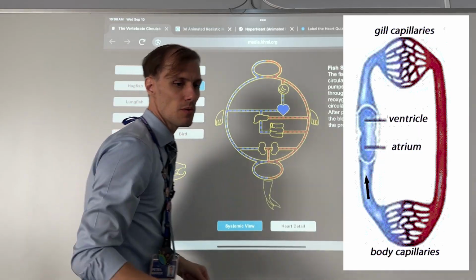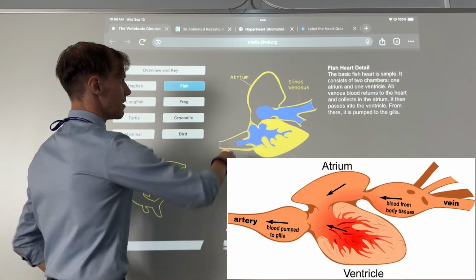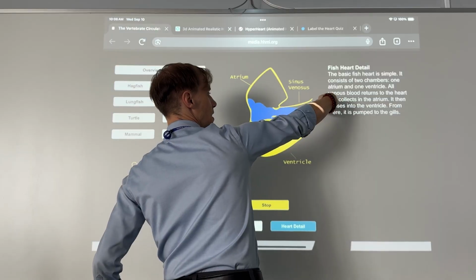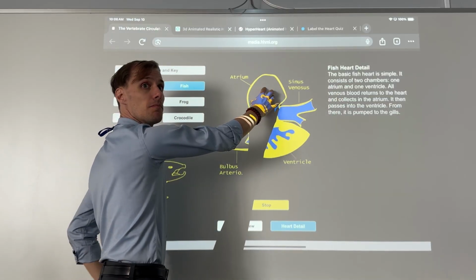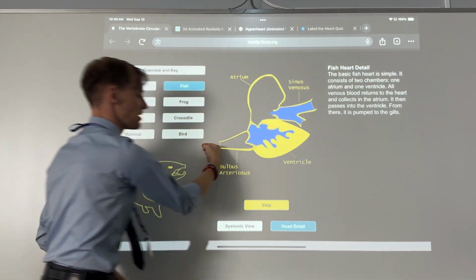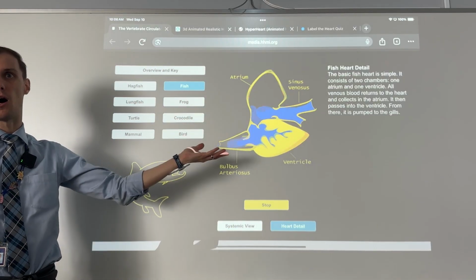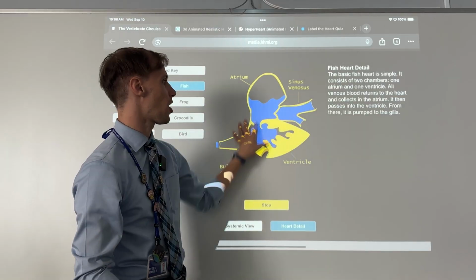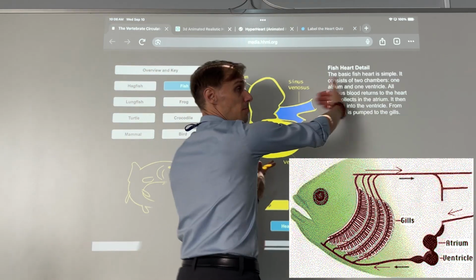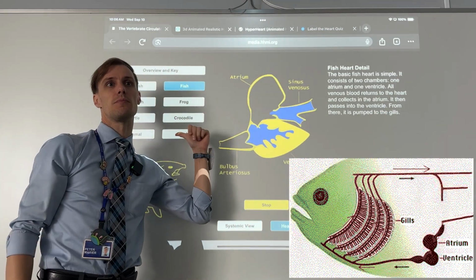If we zoom into just the heart, notice that there are 2 chambers: the atrium and the ventricle. As deoxygenated blood comes in, it enters the atrium, which pumps it into the ventricle, and then the ventricle pumps it into the arterioles to go to the gills in order to become oxygenated. Notice that the entire heart in this section would only contain deoxygenated blood, because it's returned from the tissues deoxygenated and is being sent to the gills to become oxygenated.